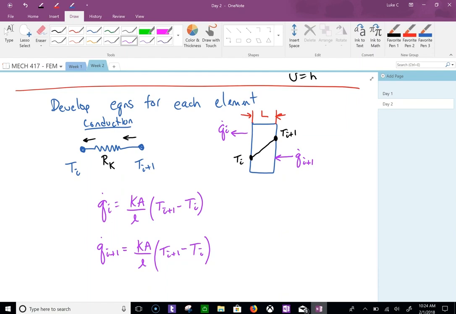So in a sense, just like the forces, these are the same, right? Q dot I equals Q dot I plus 1. Okay? Just like forces, like those internal forces. Think of it just like that.